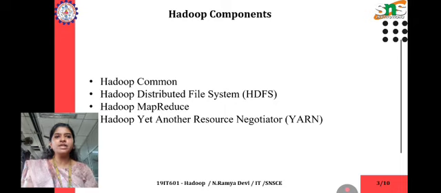And these are the Hadoop components. Hadoop has four types of components: Hadoop Common, Hadoop Distributed File System, Hadoop MapReduce, and Hadoop Yet Another Resource Negotiator. Hadoop Common consists of Java libraries and utilities required by other Hadoop modules. These libraries provide file system and OS level abstraction and contain the necessary Java files and scripts required to start Hadoop. Next is the Hadoop Distributed File System, a distributed file system that provides high throughput access to application data. MapReduce is a YARN based system for parallel processing of large data sets. And Hadoop Yet Another Resource Negotiator is a framework for job scheduling and cluster resource management.